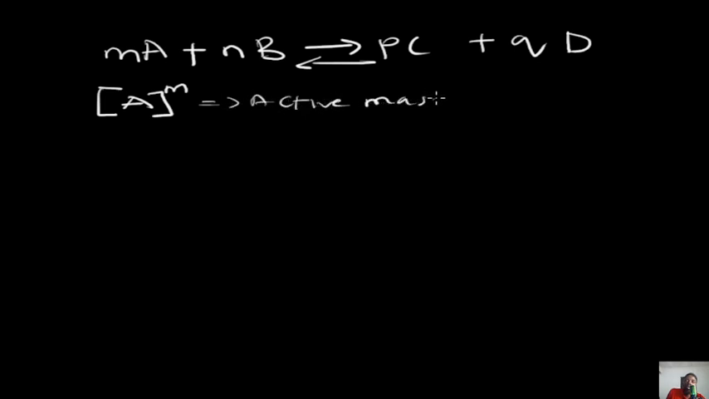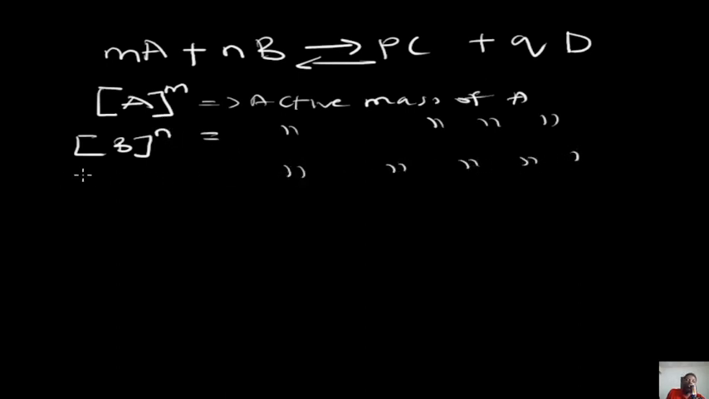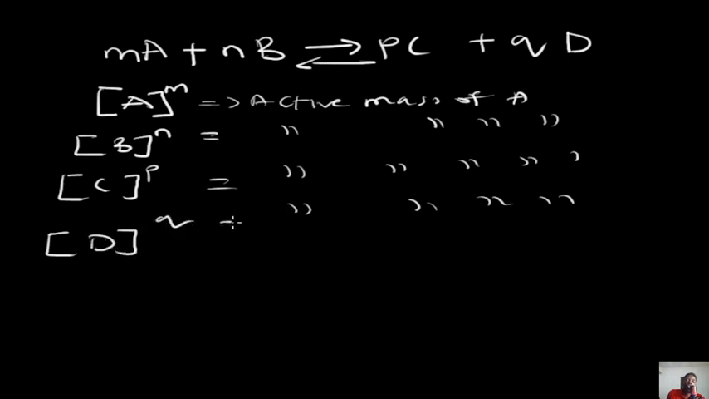If we are now asked to find the active mass of B, that's going to be quite simple: the concentration of B raised to the power of its coefficient in the balanced equation, n. What if you are asked to find the active mass of C? The active mass of C is going to be the concentration of C raised to the power of its coefficient, which is p. And what if you are asked to find the active mass of D? The active mass of D is going to be the concentration of D raised to the power of its coefficient, which is q. So have that in mind, that whenever you are asked to find the active mass, simply do the concentration of that substance raised to the power of its coefficient. So if the concentration of A, let's say I have a reaction.